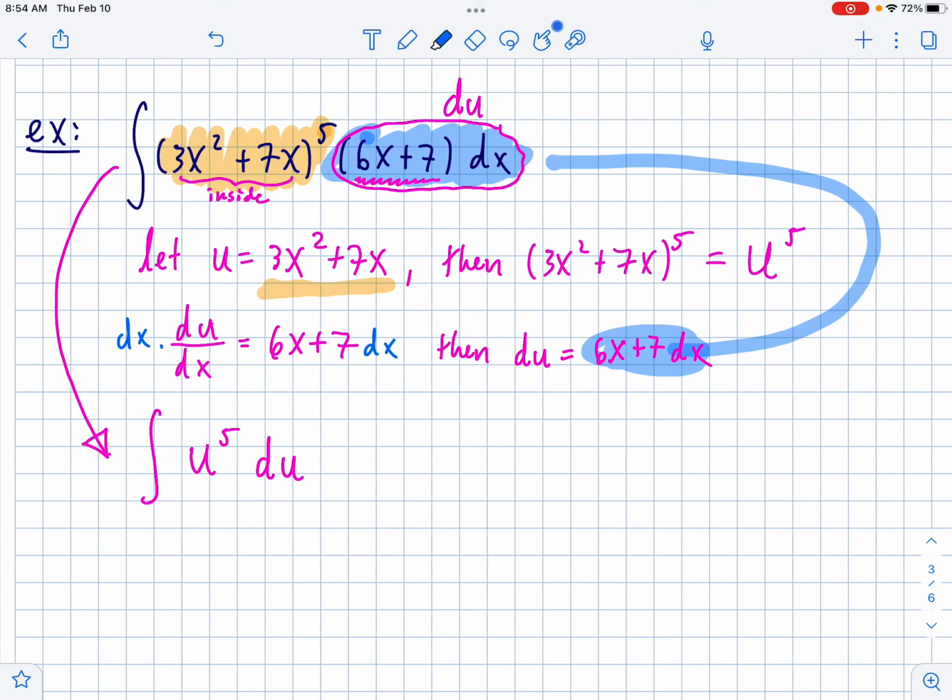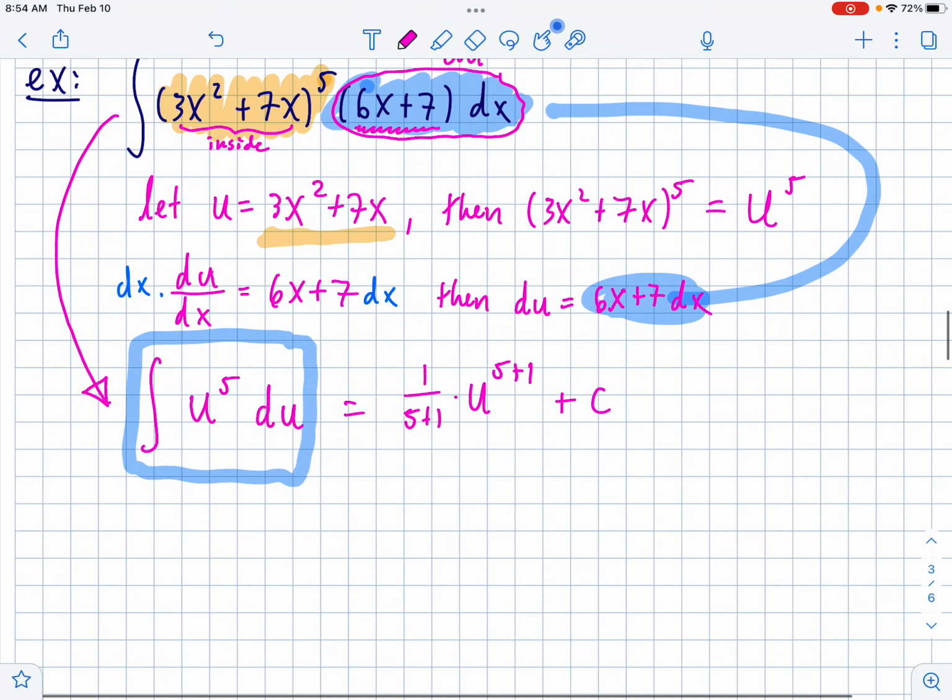Now, looking at just this function right here, this is very easy to integrate. We just use our backwards power rule. So this is 1 over 5 plus 1 times u to the 5 plus 1 plus c, which is equal to 1/6 u to the 6 plus c.